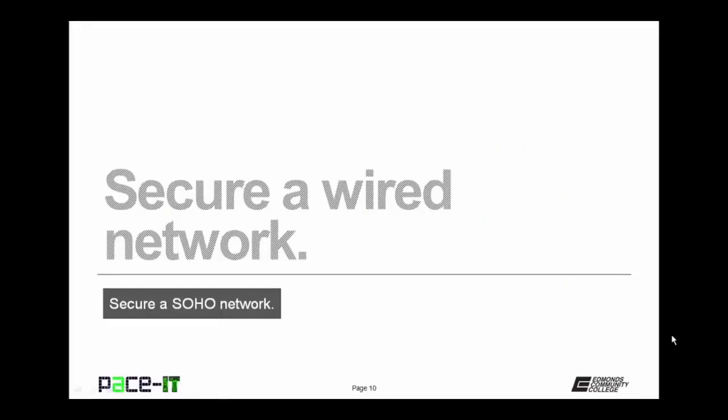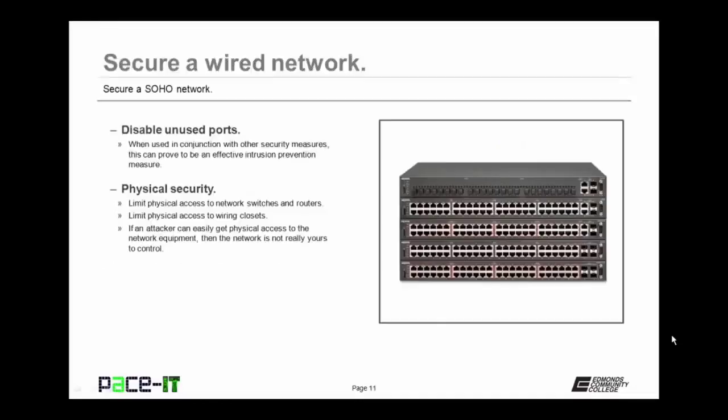Now let's move on to things that you can do to help secure a wired network. The first thing that you should do to secure a wired network is to disable any unused ports on your equipment. If an attacker can plug into a port and gain access to your wired network, you're sunk. It's no longer your network.